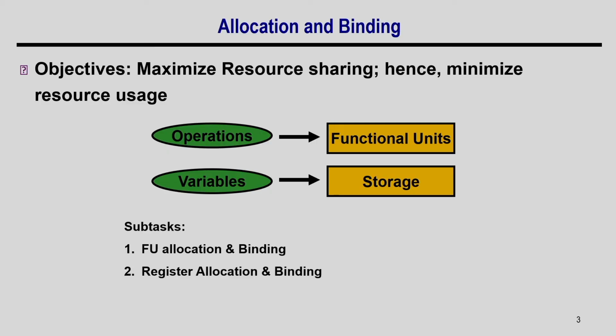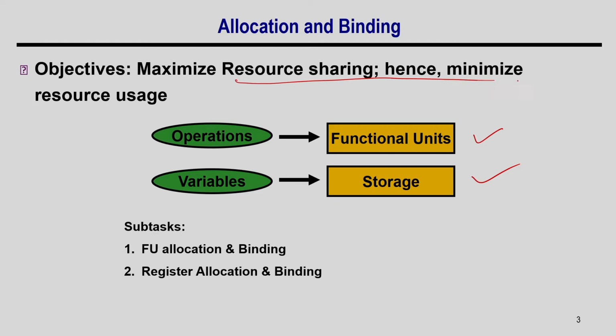So, if you look into this allocation and binding problem, I am going to map the operations to the function units and variables to the storage. And what is our objective? Objective obviously is to use a minimum number of resources in the hardware, right. So, what does it mean? I want to use as few function units as possible to execute all the operations in the behavior. Similarly, I want to use a minimum number of storage elements, which is basically registers or RAM, ROM, to store all the variables and arrays of the program, such that the overall use of registers and function units is minimum.